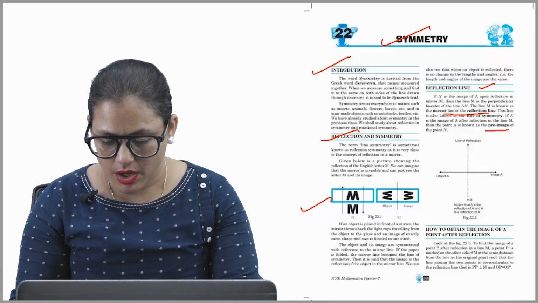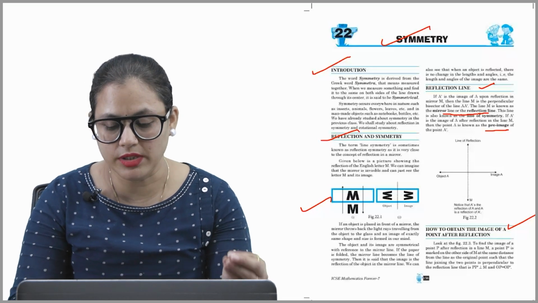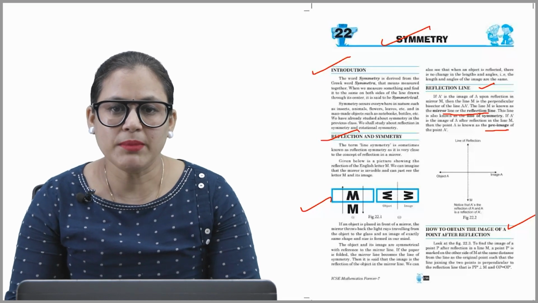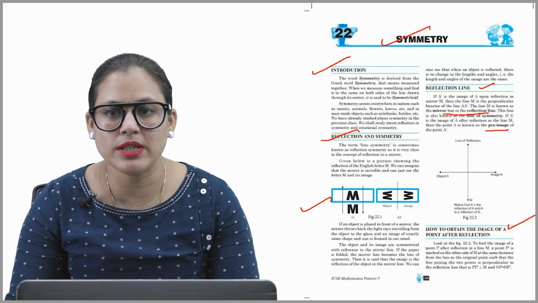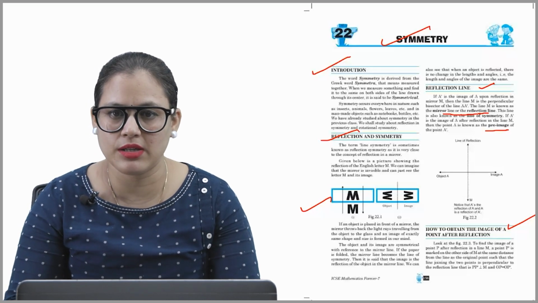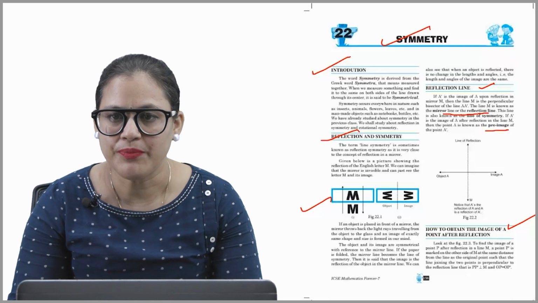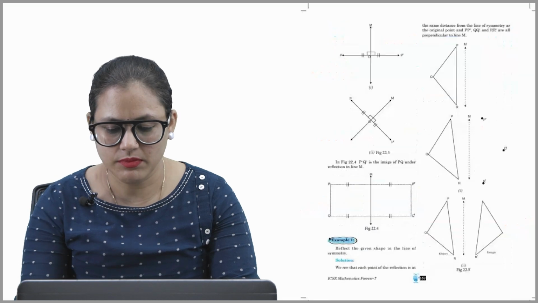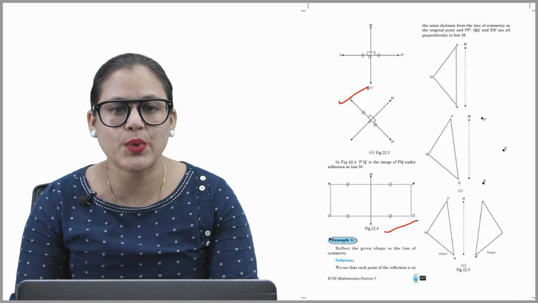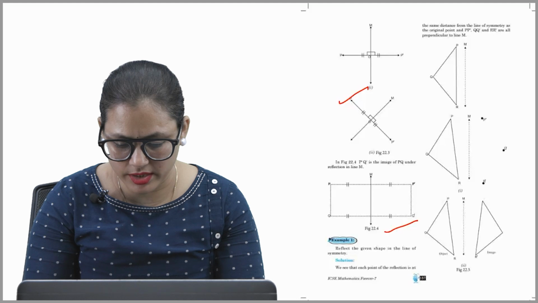Okay, next, how to obtain the image of a point after reflection. Look at the figure, which is figure 22.3, given on the next page. To find the image of a point P after reflection in line M, a point P dash is marked on the other side of M at the same distance from the line as the original point, such that the line joining the 2 points is perpendicular to the reflection line, that is PP dash is perpendicular to M, and OP equals OP dash. See these two figures, and in figure 22.4, P dash Q dash is the image of PQ under reflection in line M.